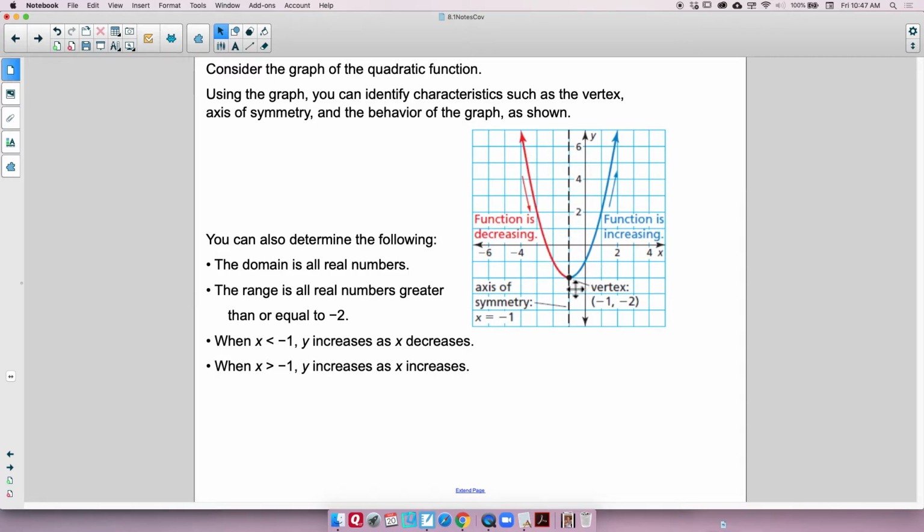as x decreases, what happens to the y values? It increases, okay? And when x is greater than -1, the blue part of our graph, as x gets bigger going this way, what happens to the y value? It increases, okay? What's our axis of symmetry here? X equals -1. Our vertex, -1, -2.